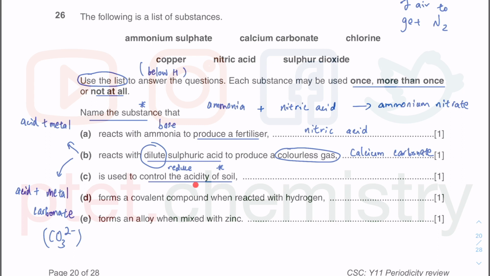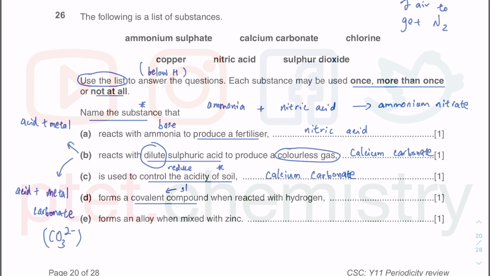Something that can react with the acidity, with the acid substances in the swell. You want a base, but remember the carbonate can also react with the acidic substances in the swell. So I can also use calcium carbonate because they did say you can use each substance once, more than once, or not at all.